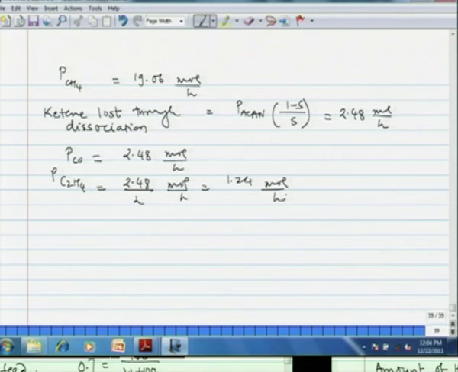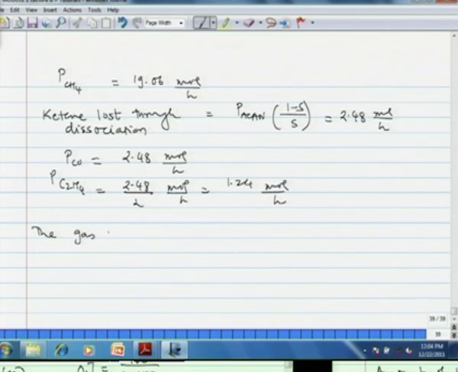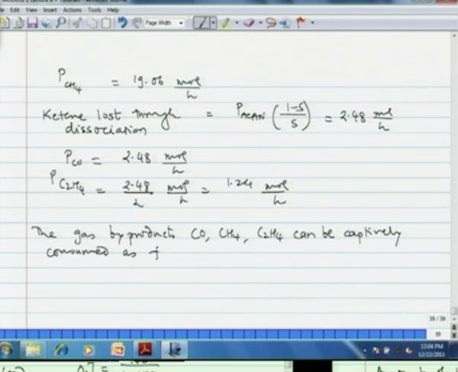So, essentially we have determined the flow rates of all the components in level 2. Now, the gas byproducts, carbon monoxide, methane and ethylene, can be captively consumed as fuel in the process. And now we have to determine the fuel value. But before we do that, we have to see the heat of combustion of these gases.